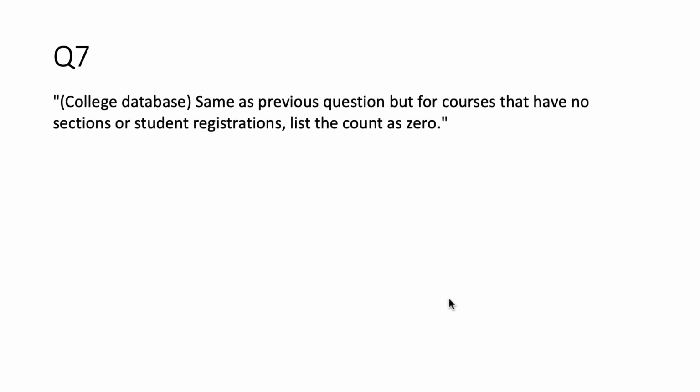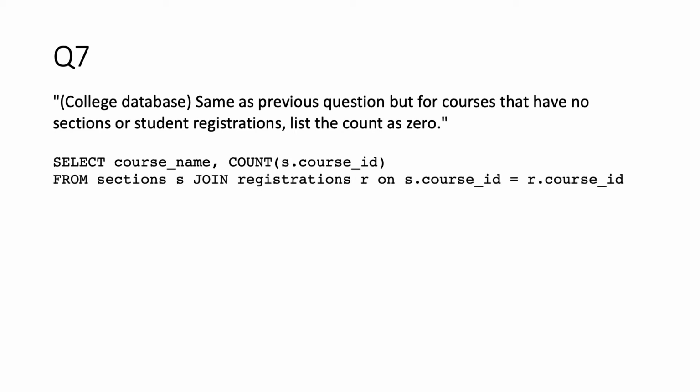Okay, question 7, same as previous question, but for courses that have no sections or student registrations, list the count as 0. Right? In other words, for courses that have no sections or eventually the courses have no students, list the count as 0. Okay, so once again we're going to count specifically a column s.course ID. Okay, then we're going to do the same thing.